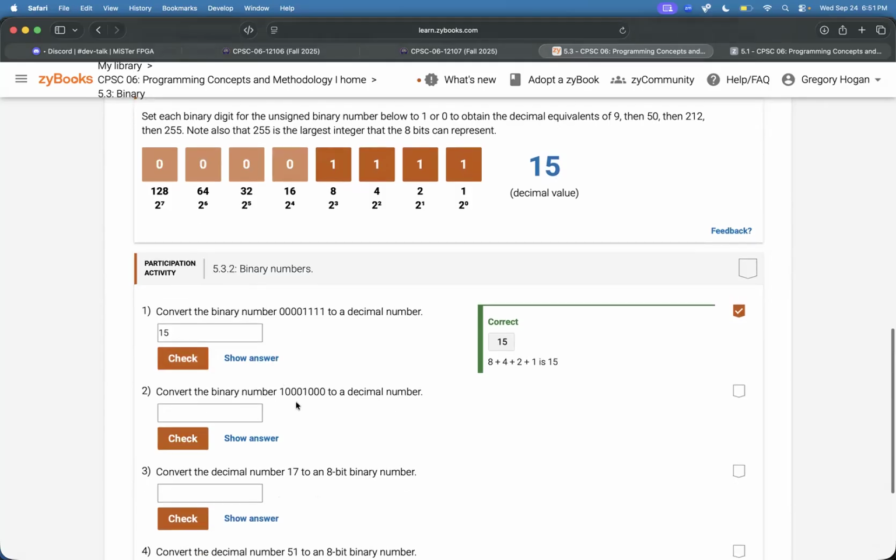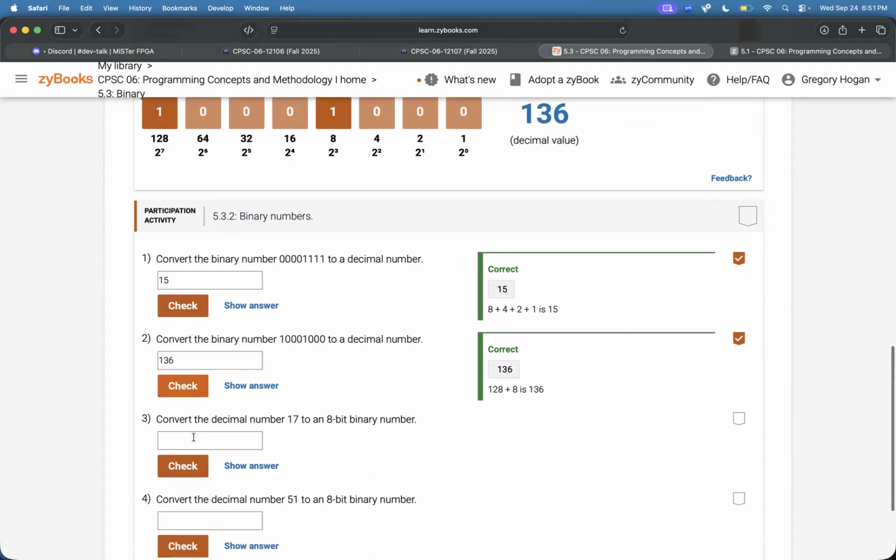If you have a different number, 1000, 1000, you can change these back. 1000, 1000, you get 136, right? And so you don't have to do exactly what I did. You can just use this tool to help you here.